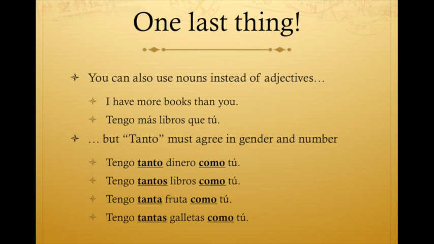But tanto, if you want to say as many books, it needs to agree in gender and in number. So yo tengo tanto dinero como tú. I have as much money as you. Tengo tantos libros como tú. Notice how tantos agrees with libros. Tengo tanta fruta como tú. I have as much fruit as you. And tengo tantas galletas como tú. I have as many cookies as you.